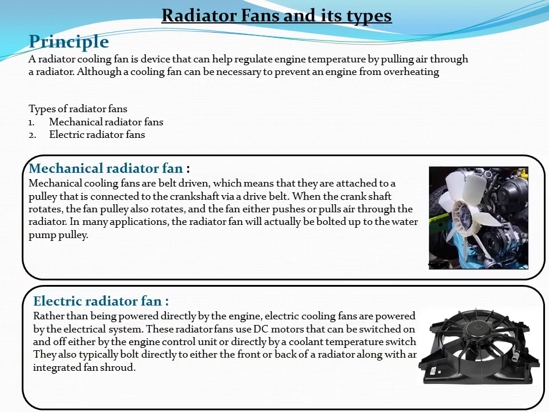Moving to the next slide, radiator fans and their types. The radiator cooling fan is a device that helps regulate engine temperature by pulling air through a radiator. A cooling fan can be necessary to prevent an engine from overheating. Types of radiator fans: mechanical radiator fans and electric radiator fans.